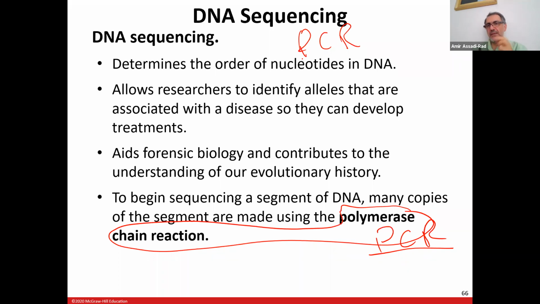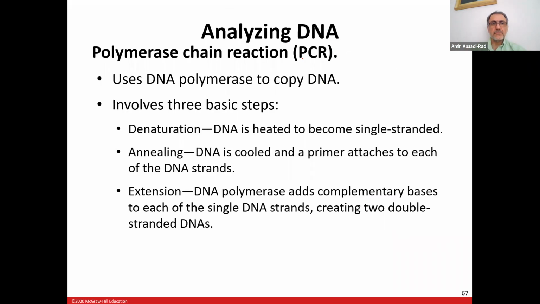What he did was put a piece of DNA into a machine, and that piece of DNA gave you 2, that 2 gave you 4, that 4 gave you 8, 16. You keep repeating it, and you have millions of copies in a matter of hours.